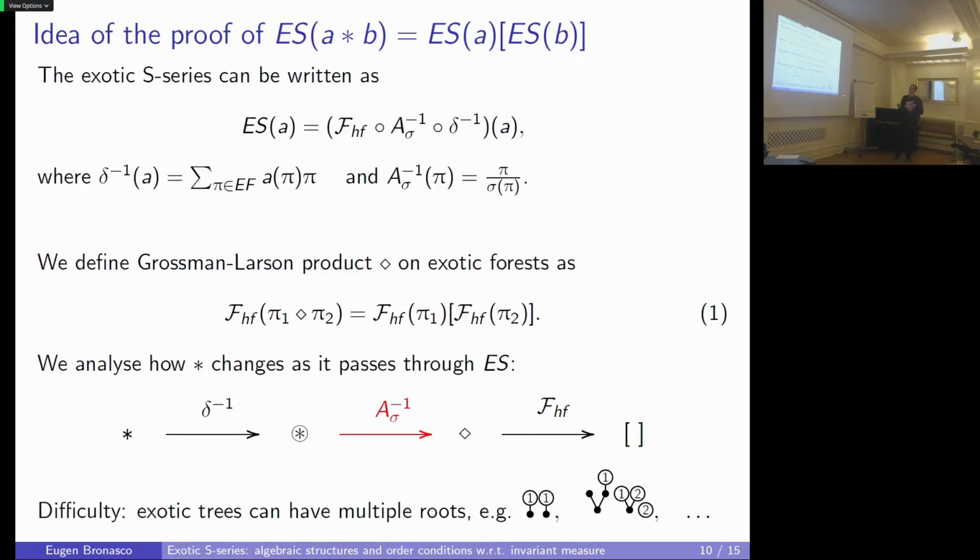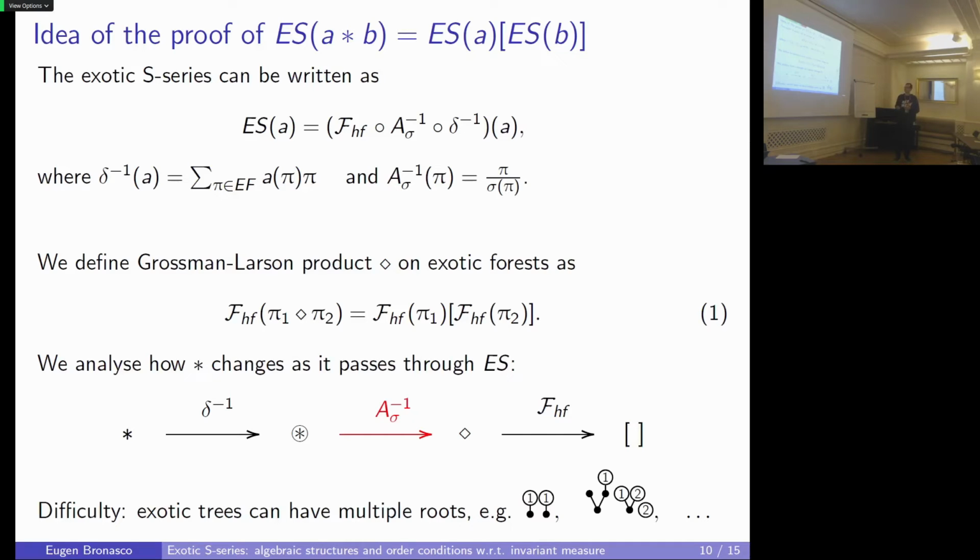Then what we do next is we look at the Grossman-Larsen product. So here we define a Grossman-Larsen product on exotic forests. We denote it by a diamond. And we use the fact that F is injective, so we can define the Grossman-Larsen product over exotic forests by requiring this property that F sends the Grossman-Larsen product to the composition of differential operators. Originally, a Grossman-Larsen product is defined in a combinatorial way, but here we can do it this way just for presentation purposes. Now we have to analyze how the convolution product changes as it passes through the map ES.